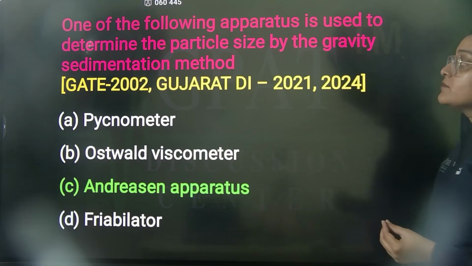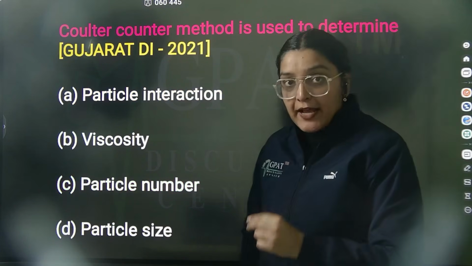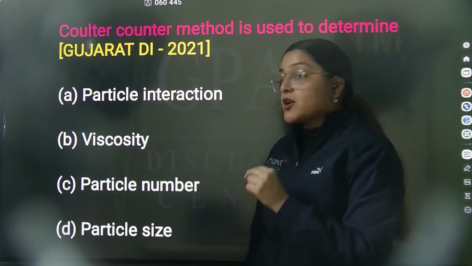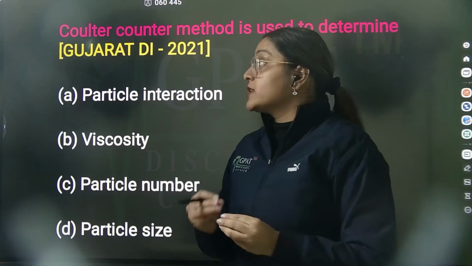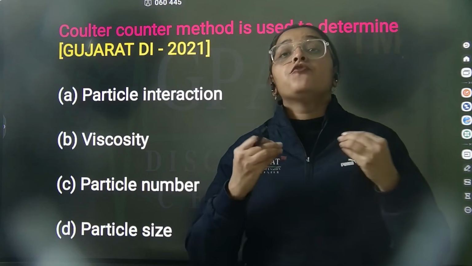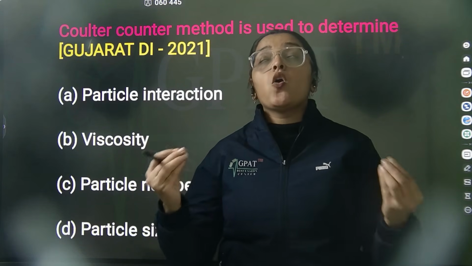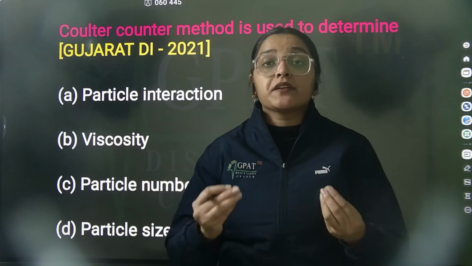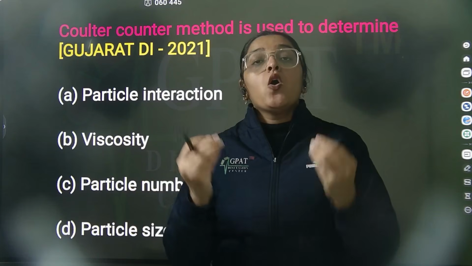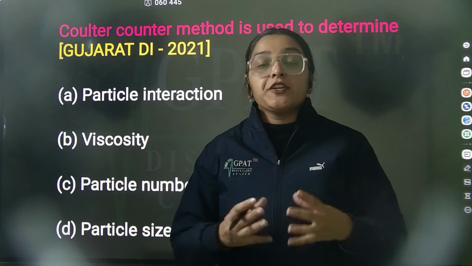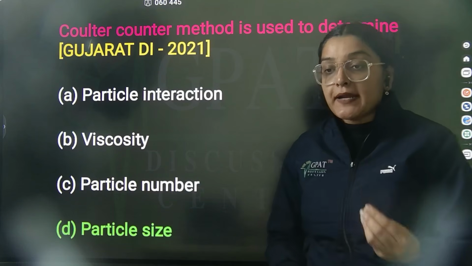Okay. Next, Coulter counter method is used to determine the particle interaction, viscosity, number or size. Overall, we know that the Coulter counter method is based on the conductivity for the particle volume measurement, right? Now the particle volume, size, etc., all these can be interrelated and correlated with the particle size, number, weight distribution, volume, diameter. All these can be used to calculate your particle size. So overall, we have our answer to the question, that is the particle size measurement.